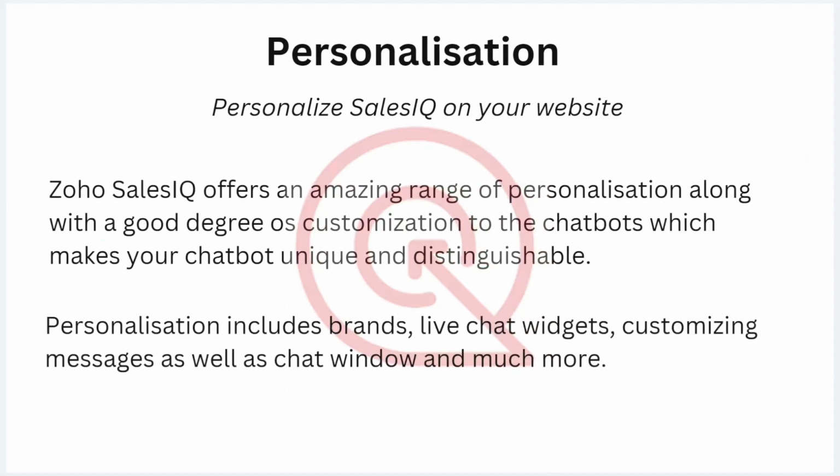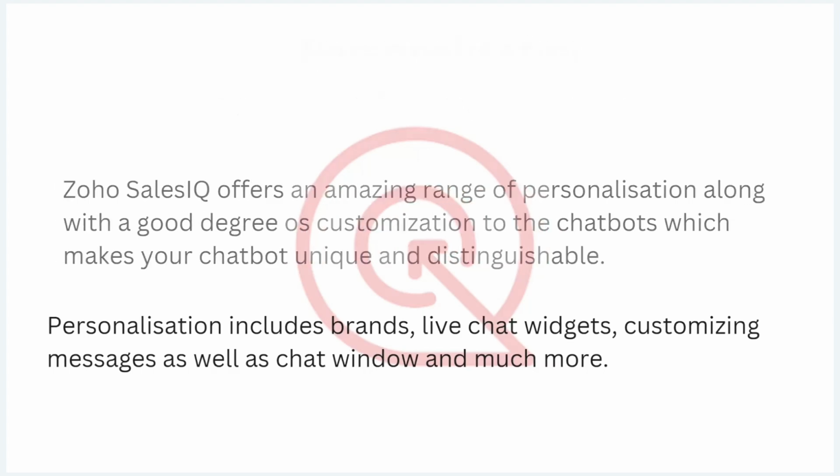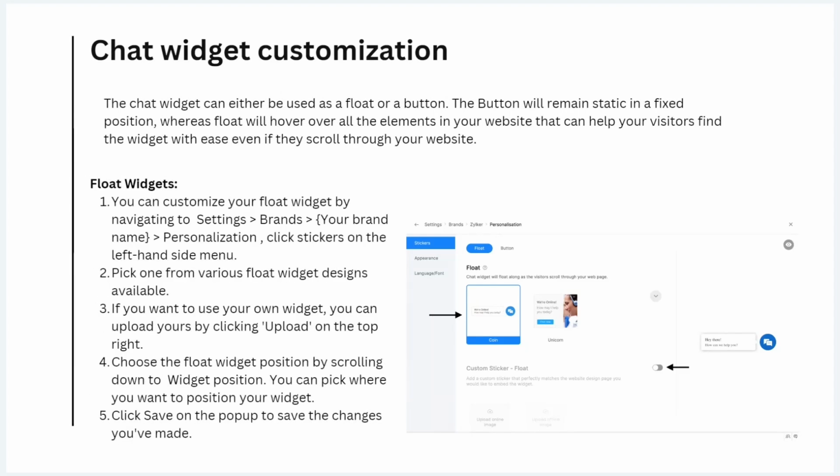So the next topic, the next segment, is personalization. This is for personalizing the Zobot on our website. Zoho Sales IQ offers an amazing range of personalization with a good degree of customization. It includes brand customization, live chat widgets, customizing messages, etc. So the first topic will be chat widget customization.